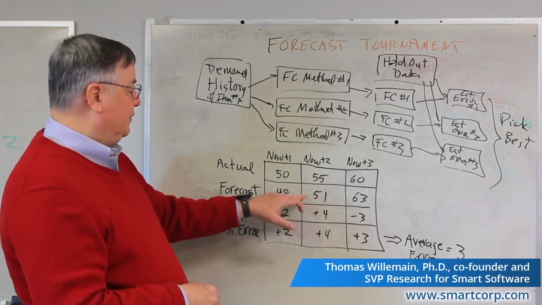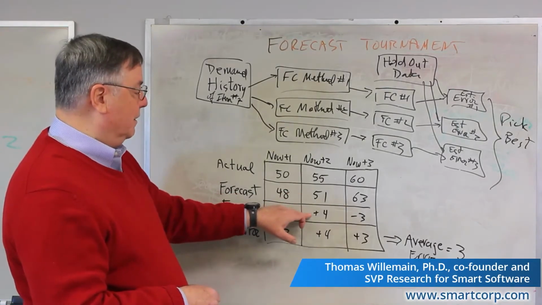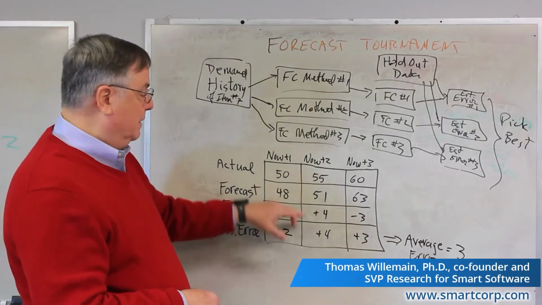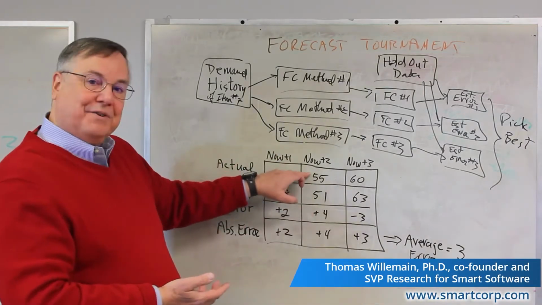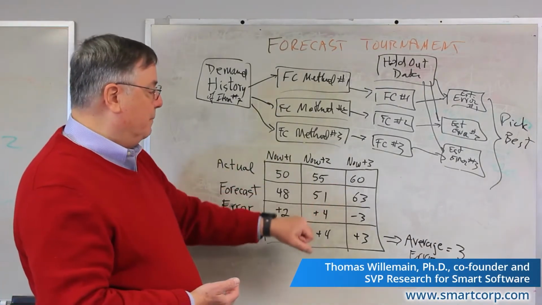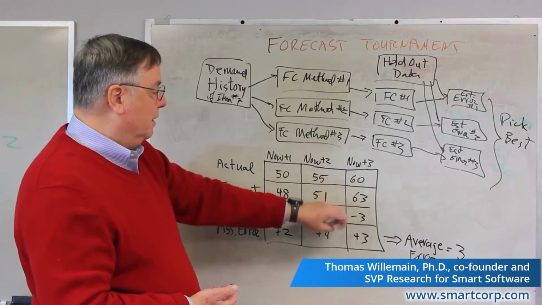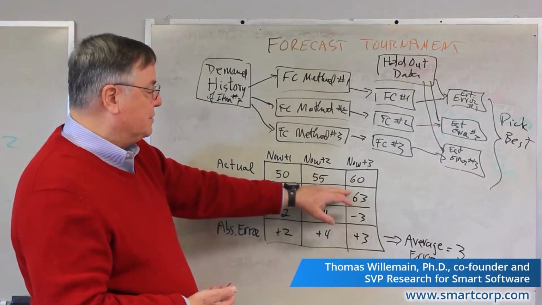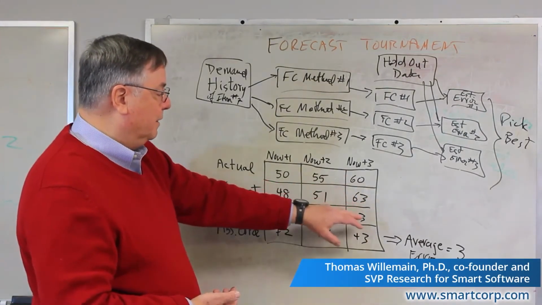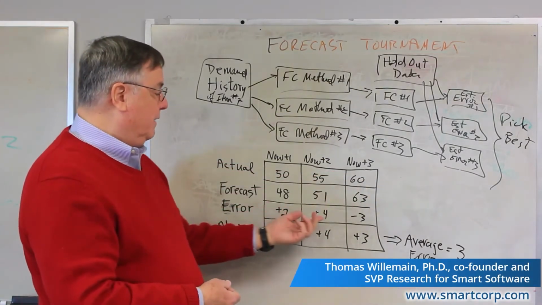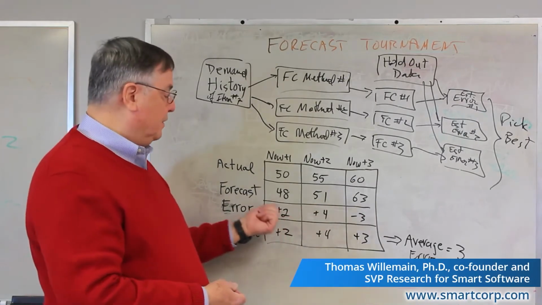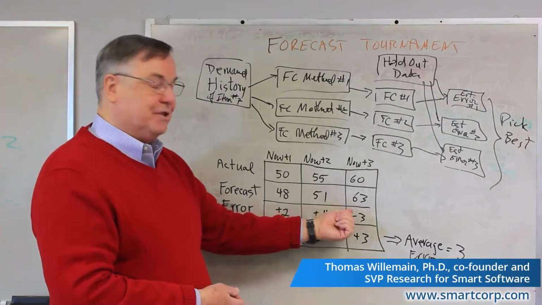In other words, if we took the forecast and added in the error, we would get the truth. So we take the forecast, and if we'd have just gone up 4, we would have hit it exactly. And in the third period, we actually overshot. We had a 63. If we had come 3 lower, we would have hit the truth of 60. So we now have 3 error figures: plus 2, plus 4, and minus 3.